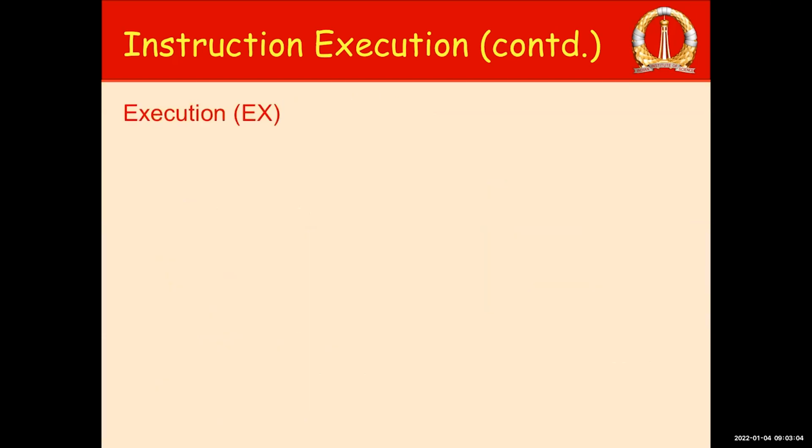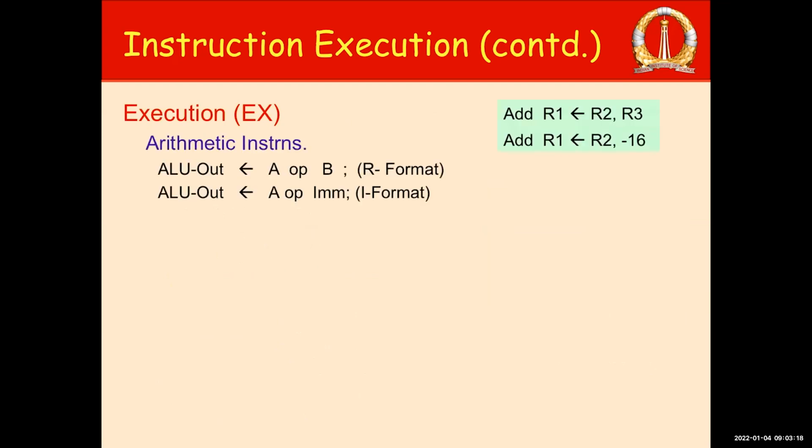Right. So let's see what happens in the execute stage. In the execute stage, we're going to understand what is the operation to be performed and what is the type of that instruction, whether it is the R format instruction or the I format instruction and so on. Let's first look at arithmetic instructions. If it is an arithmetic instruction in the R format, then it is going to use two registers, and these two values are fetched in the instruction decode and operand fetch phase in the A and B registers.